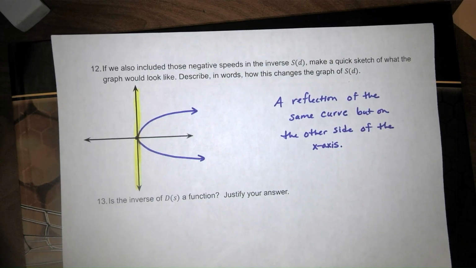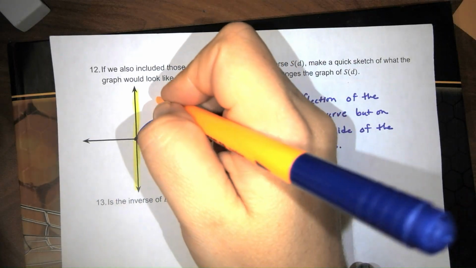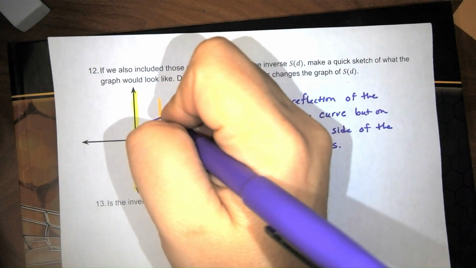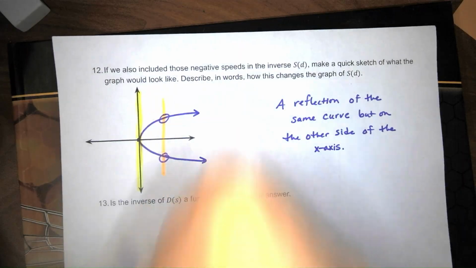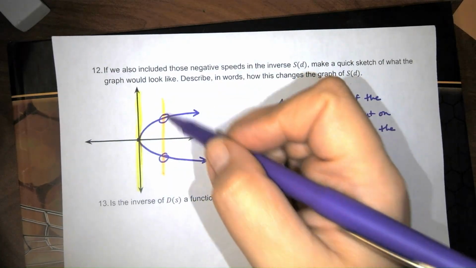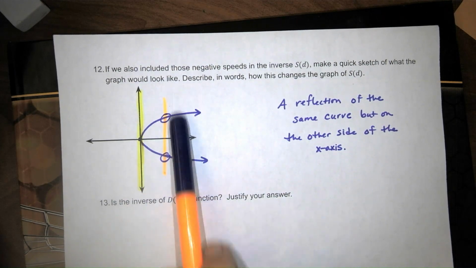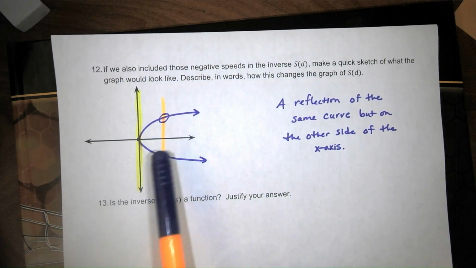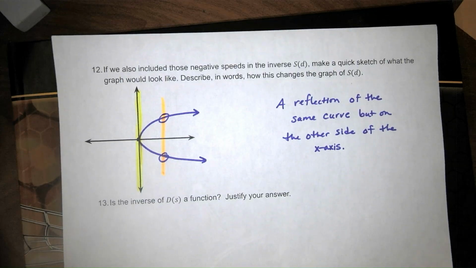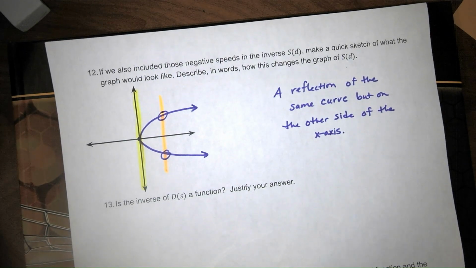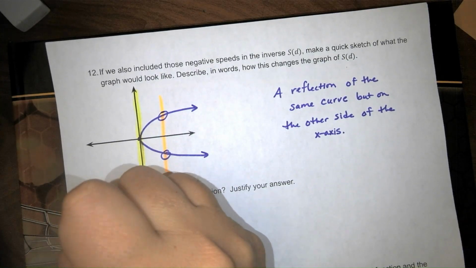Anywhere else I draw it, if I draw it here, it's going to have two intersection points, here and here. So x will have two different outputs. I could draw it anywhere else on this side of the graph in the parabola, and there'll be two different outputs for whatever that input is. So this is not a function. D of S is a function, but S of D is not a function.